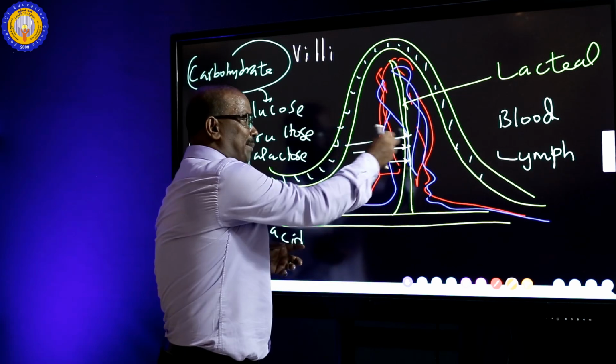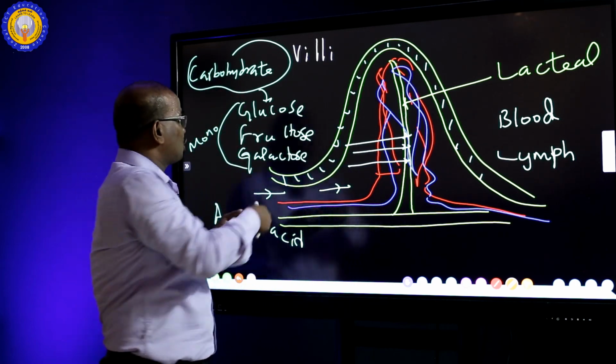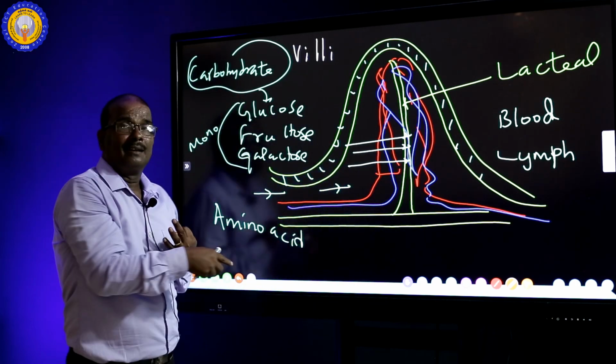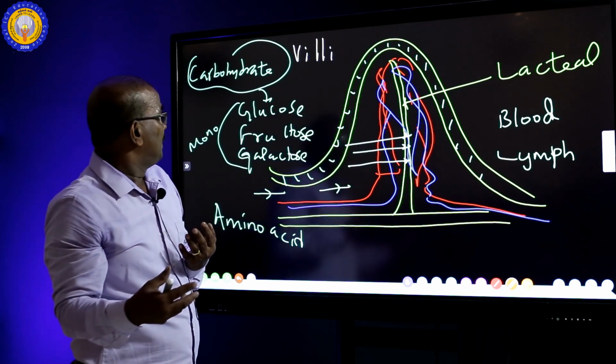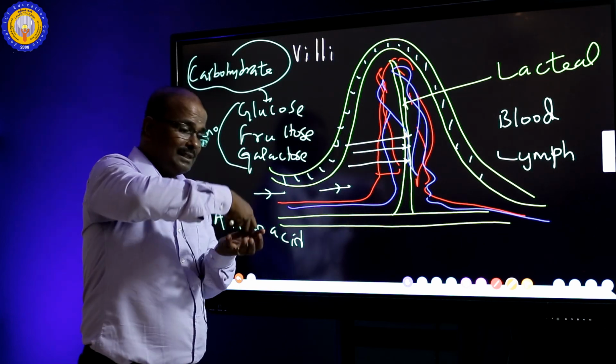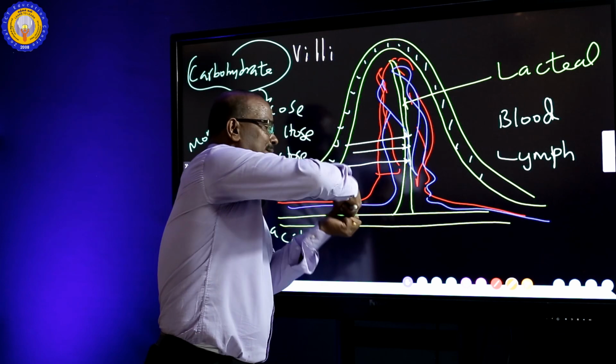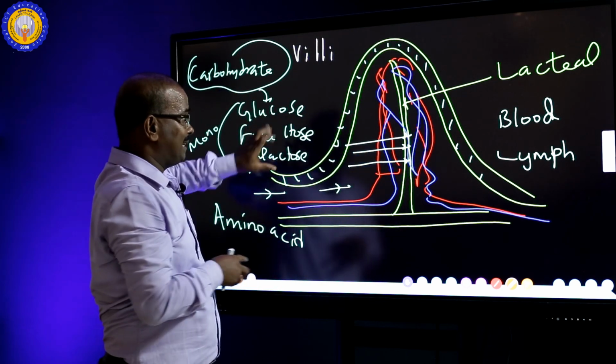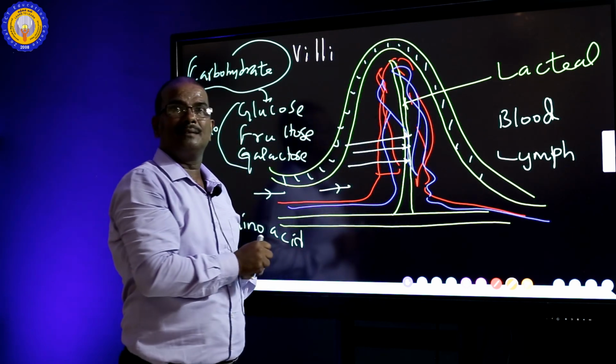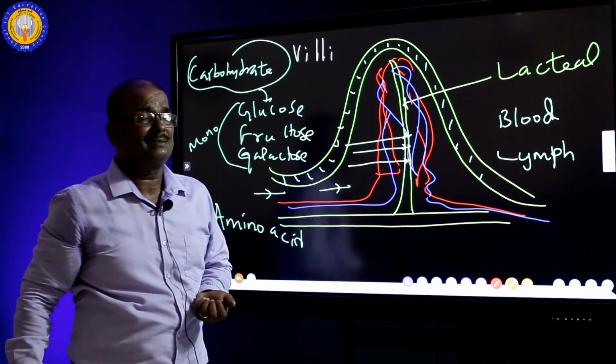ஆகவே இந்த blood capillaries absorb the monosaccharides, amino acids, vitamins, minerals. So first they reach the blood and go from the small intestine to the liver. First these substances are absorbed by the blood capillaries, first in the blood circulatory system.